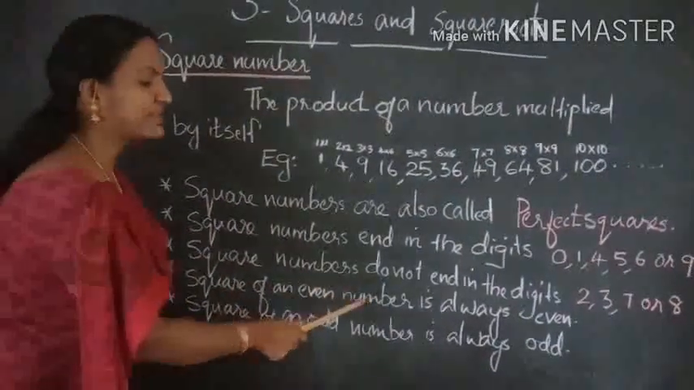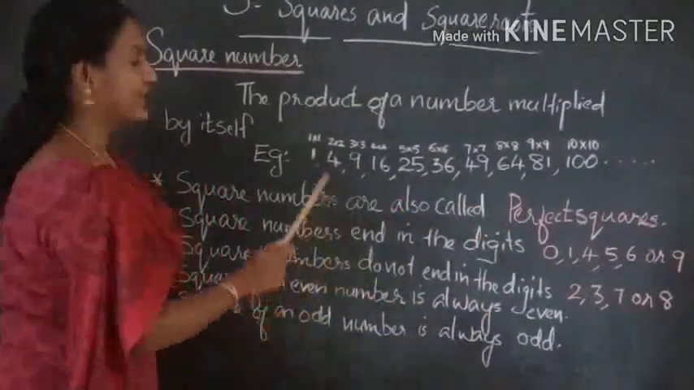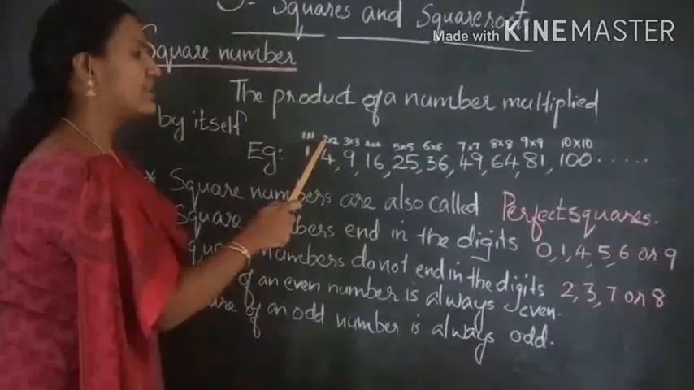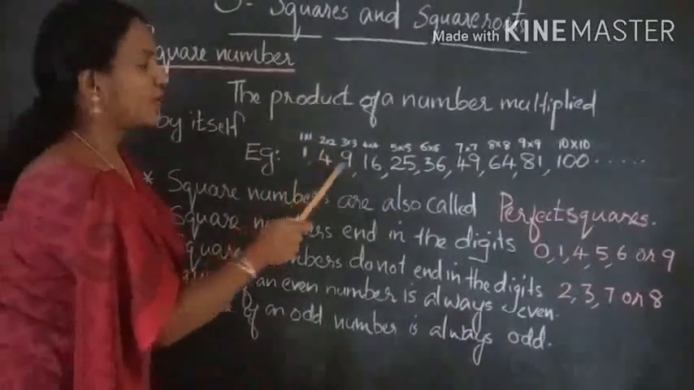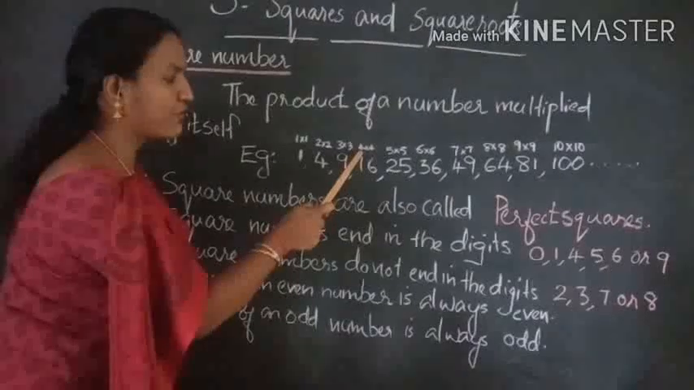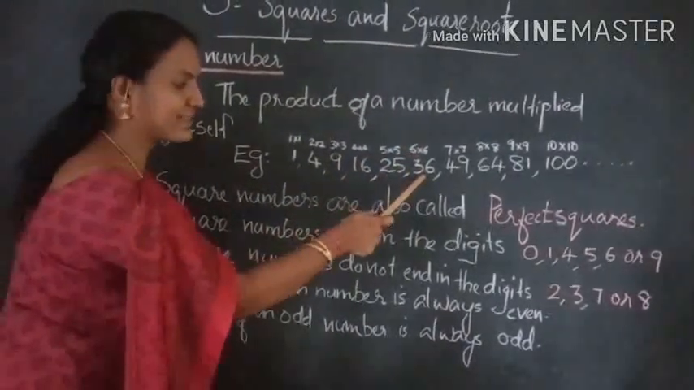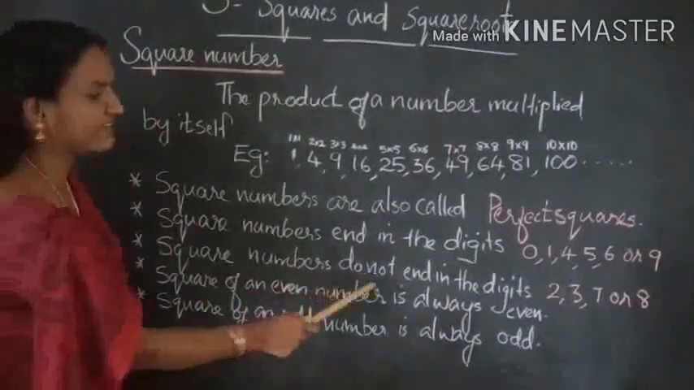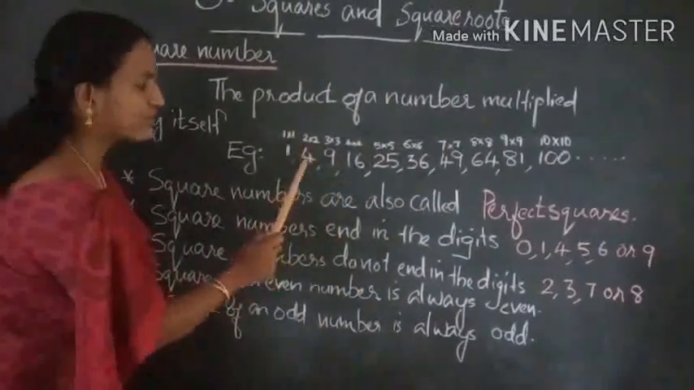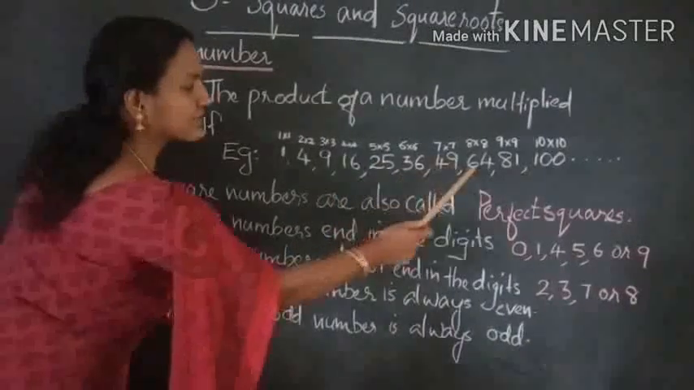Square of an even number is always even. Here 2 is an even number. The square of 2 is 4. 4 is an even number. Square of 4 is 16. 6 is an even number, square of 6 is 36, etc. So, the square of an even number is always even. So, 4, 16, 36, 64, etc.